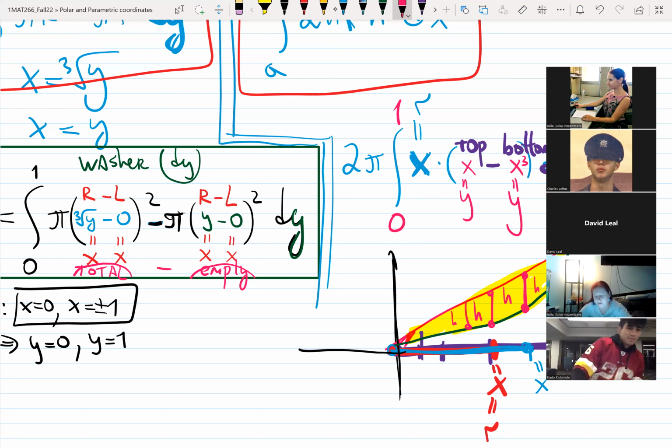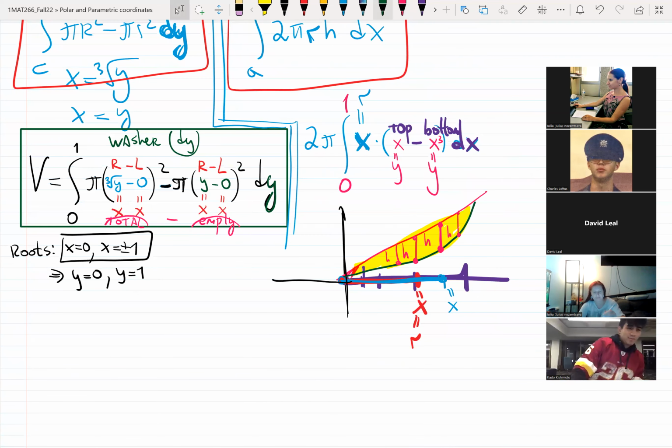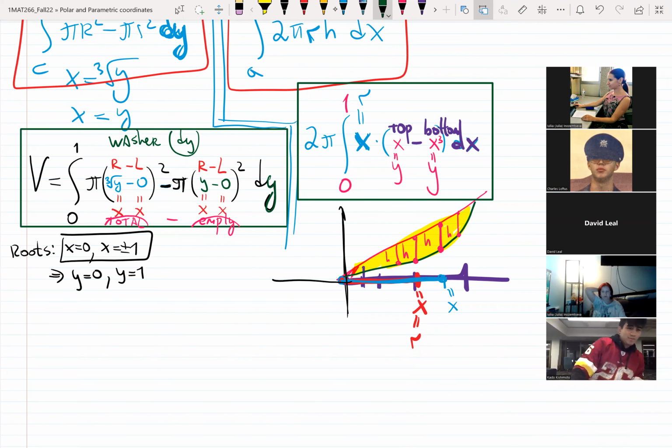2 pi r, which is 2 pi x, x minus x cubed. And now you decide which one is easier to integrate, and maybe go from there also which method you like more. See, both are pretty easy to integrate. Both of them will be power rules. The second one is 2 pi x squared minus 2 pi x to the 4. And then you integrate that from 0 to 1. Super simple, super fast.